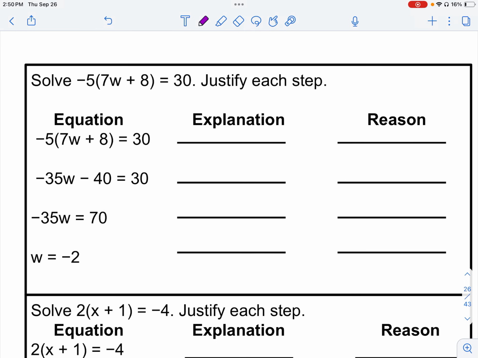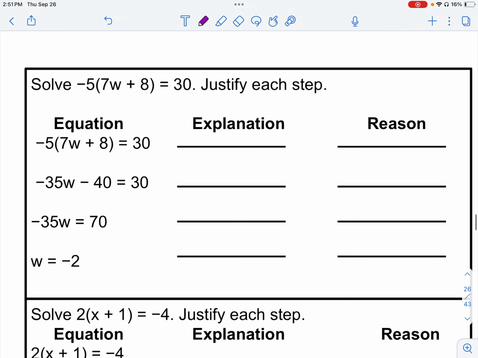Let's solve a couple more, write our explanation and reason, and we'll work on that. All right, so here I've written each step of the equation. So you're going to provide the explanation and the reason is all we got to provide. So the first thing, well, that's just writing the equation. The reason? Because it's given. We have to start with what we're given.